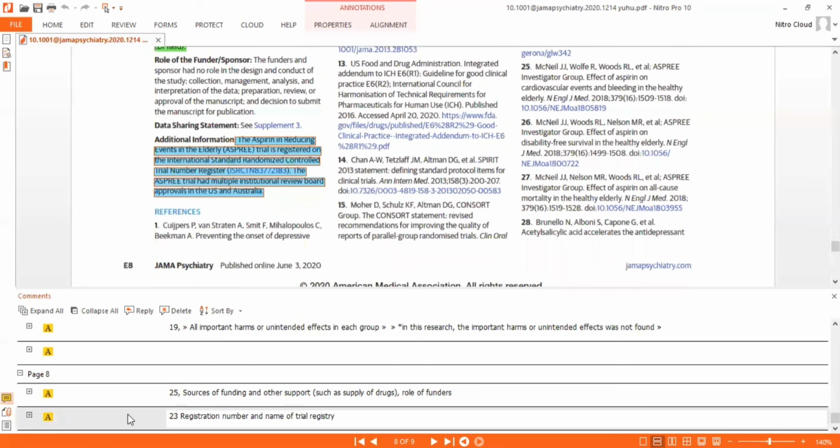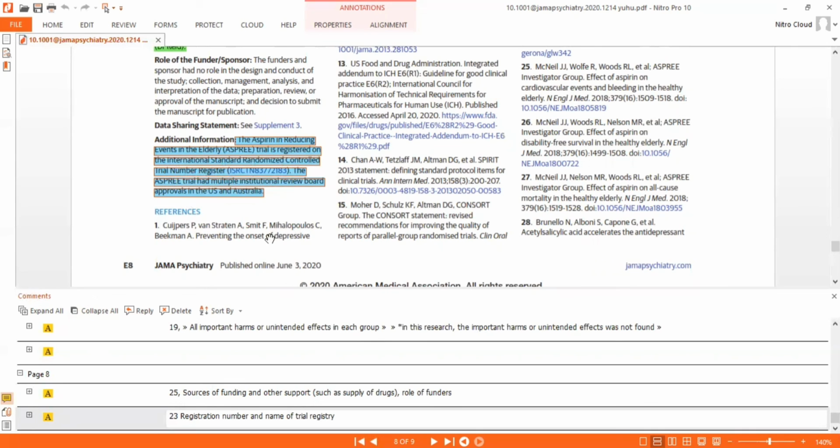Next, point 23, registration number and name of trial registry. The Aspirin in Reducing Events in the Elderly trial is registered on the International Standard Randomised Controlled Trial Number Register. The ASPREE trial had multiple institutional review board approvals in the US and Australia.